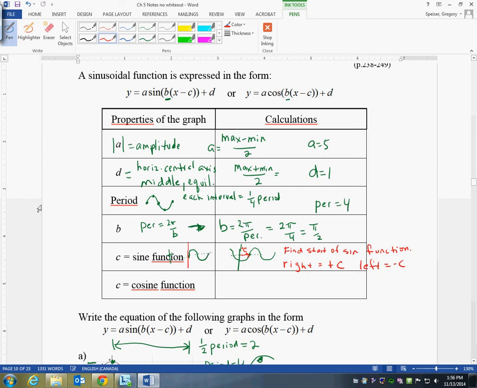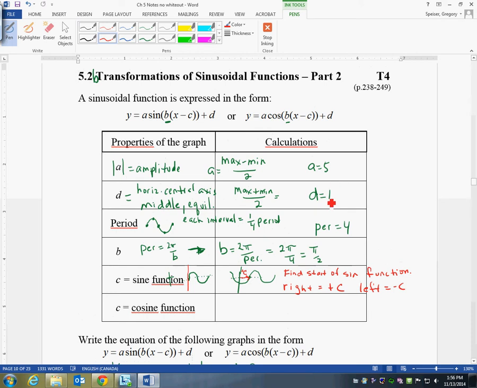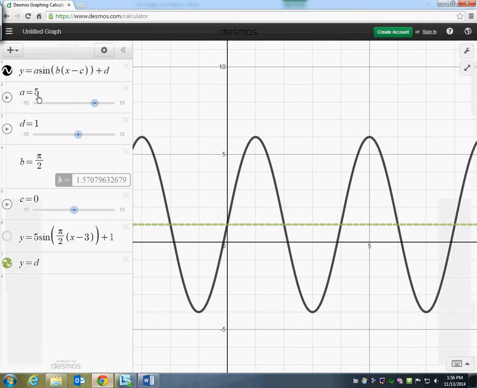Well, let's try this function over here. So we have so far an a of 5, a d of 1, and a b of pi over 2. And so far I haven't entered any c value. And so that's what my black curve is here, my nice sinusoidal function, and you'll notice it does look like sine. Now it doesn't start at the origin and go up. It starts at that horizontal central axis and goes up.